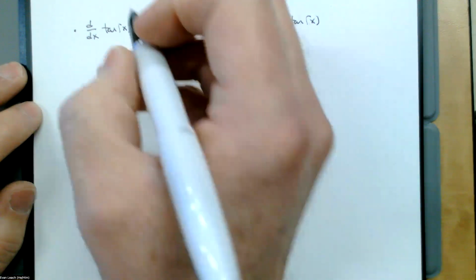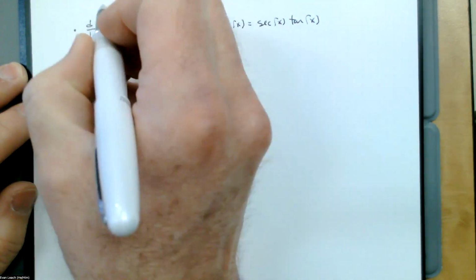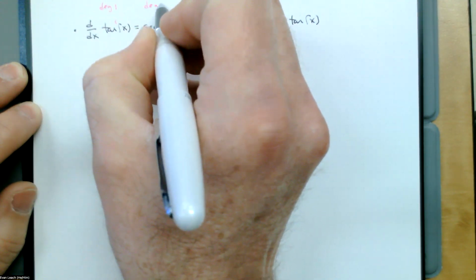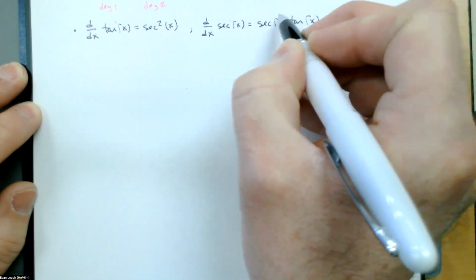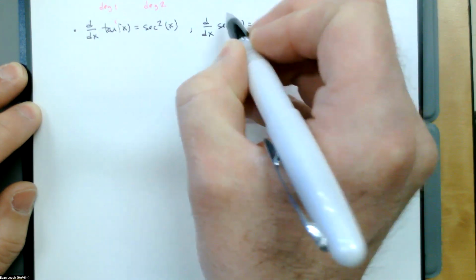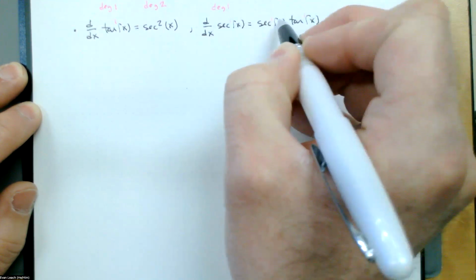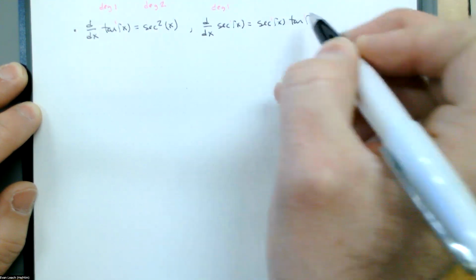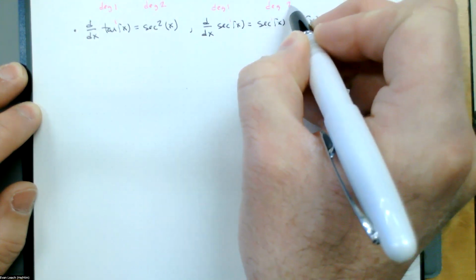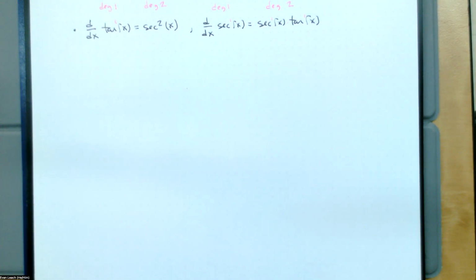Just as a reminder, this is like tangent to the first. So it's like we go from degree 1 up to degree 2. This is secant of the first, tangent of the first, but that's degree 1. Here's 2 degree 1s in a product, so that's degree 2. We don't have the quotient rule yet, so I don't have a nice graph way to go about this.